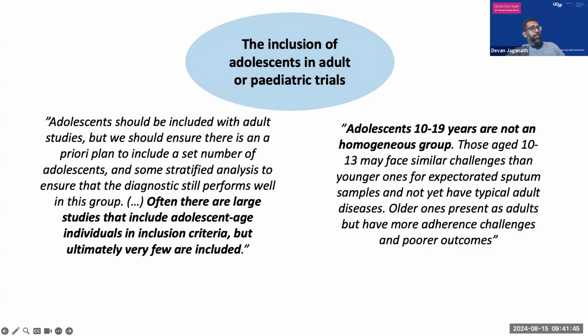But then at the same time, I think people made the point that if we define adolescence as 10 to 19, which is what the WHO defines it as, they recognize that that's a very heterogeneous group, essentially, where young adolescents might be closer to the younger population, and older ones may be closer to the adult population. And so they weren't necessarily as on board with saying every adolescent should be in an adult study.